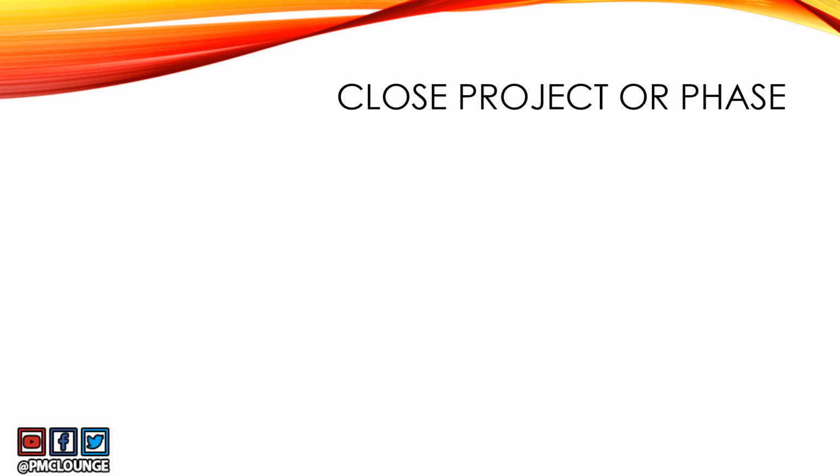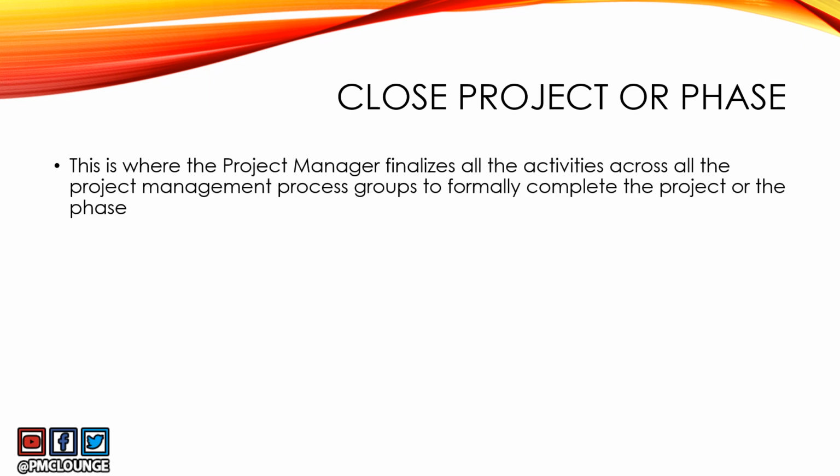Finally, the last process in the list is close project or phase. So this is where you as the project manager will finalize all the activities across all the project management process groups to formally complete the project or the phase. So there could be a single phase, right? Let's say a phase of design, a phase of coding, a phase of testing. So even when you're closing a phase, you need to finalize all the activities across all the project management process groups, and you formally complete that phase. And you repeat that when the entire project is also done. So that is the part of close project or phase process.